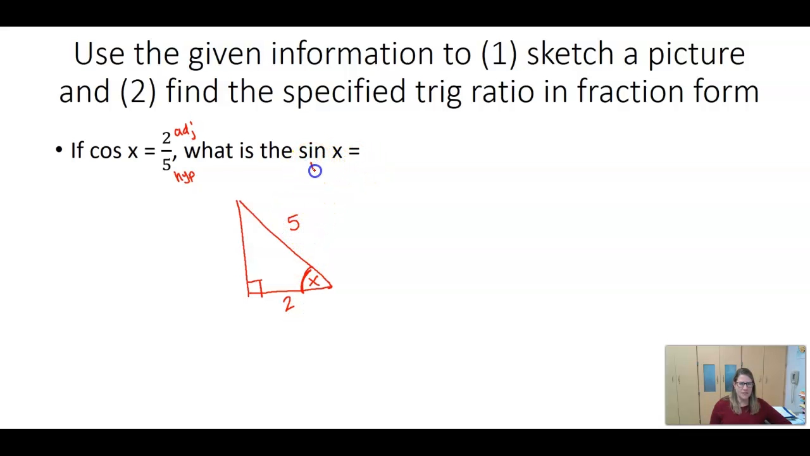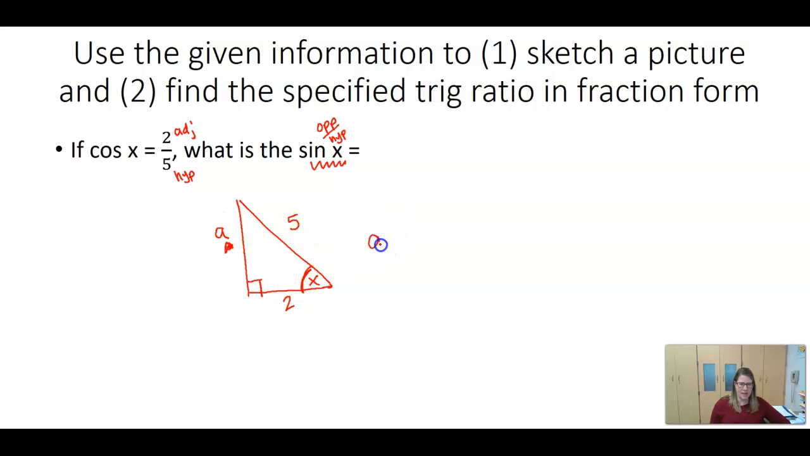And then I need to find sine of angle x. Remember that sine is opposite over hypotenuse. So I have the hypotenuse, but I need to find this side over here. Let's call this side side A. I am going to need to find side A, and I don't know any of the acute angles here, so I'm not going to be able to use a trig function to do that, but I can use Pythagorean theorem to do that.